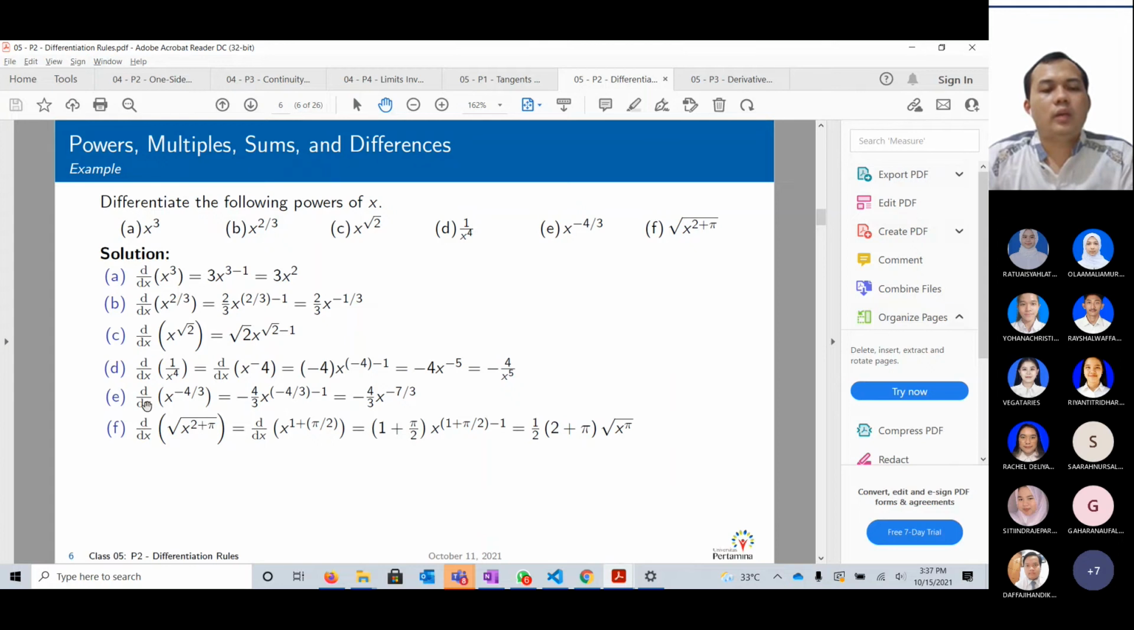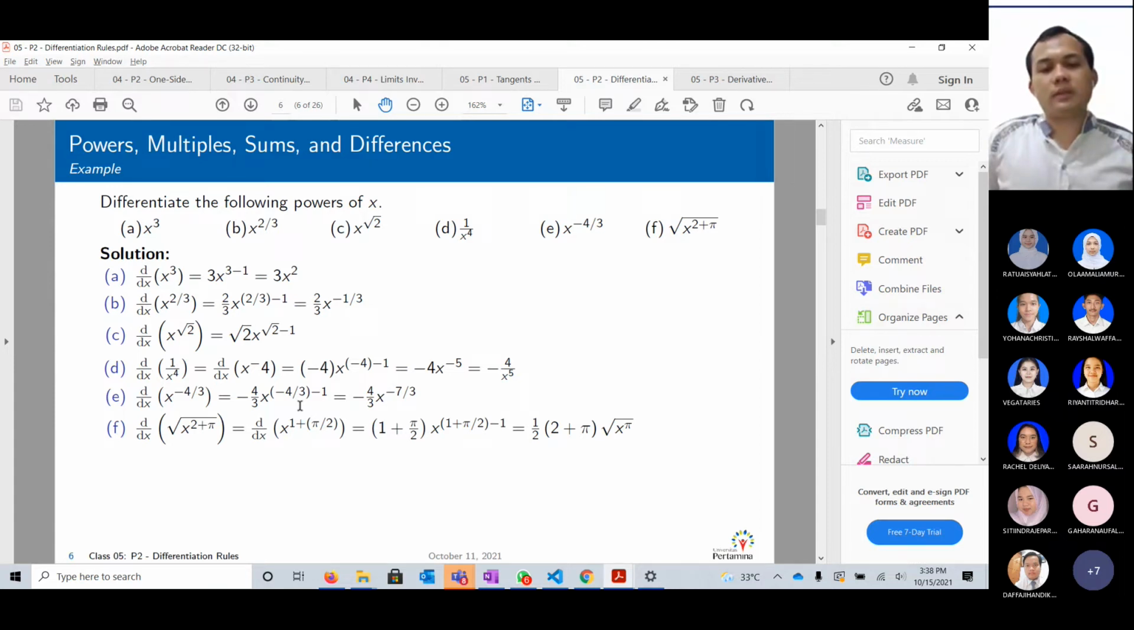And okay, now we can do this. What is the derivative of x power 3? X power 3 is basically 3x squared. The derivative of x power 2 over 3 is basically 2 over 3x power minus 1/3, and so on and so forth. I'm not going to explain everything here. This is basically your usual derivative. Jadi ini adalah turunan yang kalian sudah pelajari di SMA. Tidak ada sesuatu yang spesial di sini.